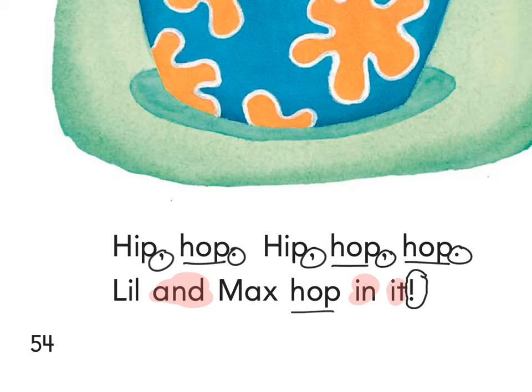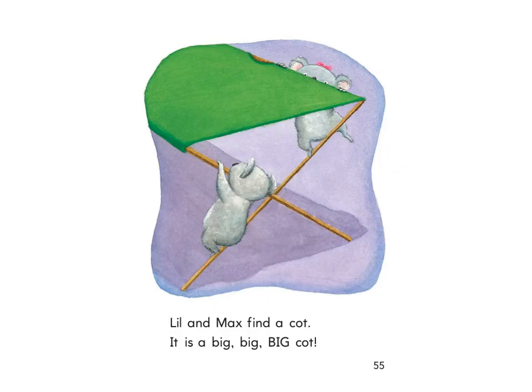Look over on the next. What are they messing with on this page? A cot. A cot is like a bed, like maybe a bed you might sleep on when you're camping or in the army, or sometimes when you stay the night at your grandma's house, she pulls out what's called a cot for you to sleep on.